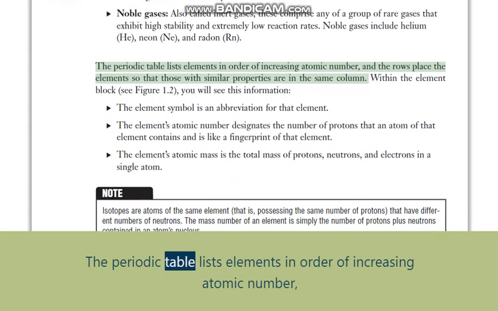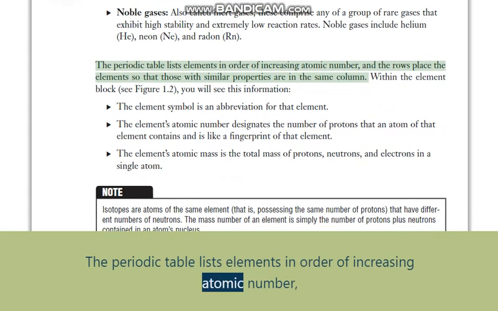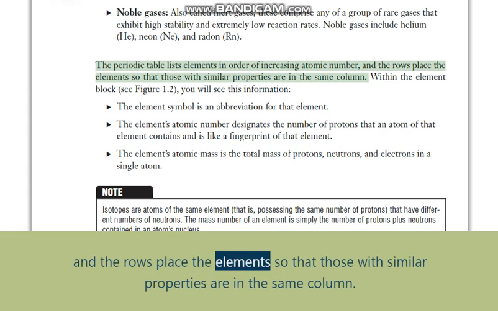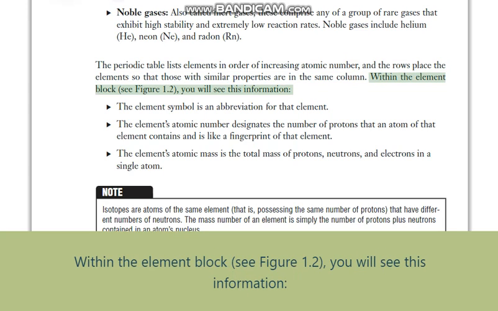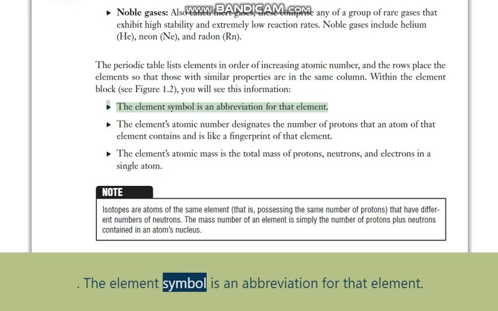The periodic table lists elements in order of increasing atomic number, and the rows place the elements so that those with similar properties are in the same column. Within the element block, see figure 1.2, you will see this information. The element symbol is an abbreviation for that element.